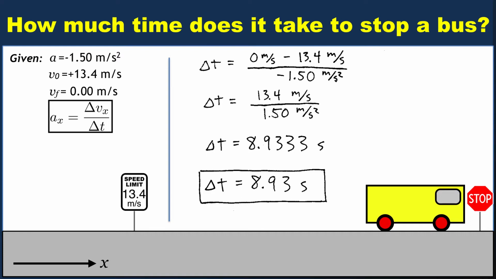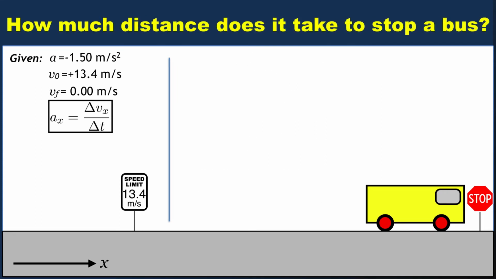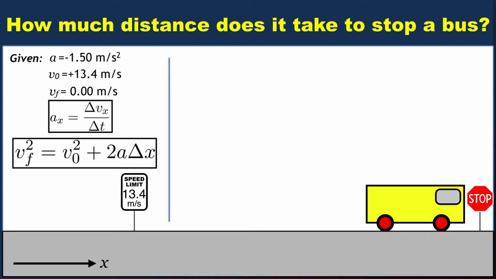A reasonable follow-up question is how much distance is required to stop this bus? So we know that it takes 8.93 seconds of time, but how far in advance of the stop sign would the bus driver need to start applying the brakes in order to actually reach a stop at the stop sign with that acceleration? Well, to figure that out, we'll need to use one of our 1D equations of motion, that one over there. Let's write that out. And all we really need to do is solve for the displacement delta x, right? That's the distance over which the bus will be stopping.